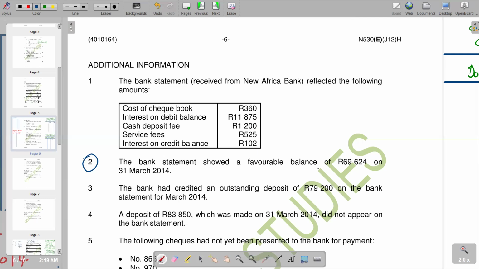So in this case, the 69,624 balance that we are seeing there is an incorrect balance. That's the balance that we want to reconcile. So we are going to start with it in the bank reconciliation statement as a credit balance, as the bank statement. You see that it's a favorable balance. If it's a favorable balance, it means on the bank statement it would be a credit balance. But if it's unfavorable, it means it's going to be a debit balance on the bank statement. So in this case, it's favorable, we take it on the credit side. So we go to the bank reconciliation.